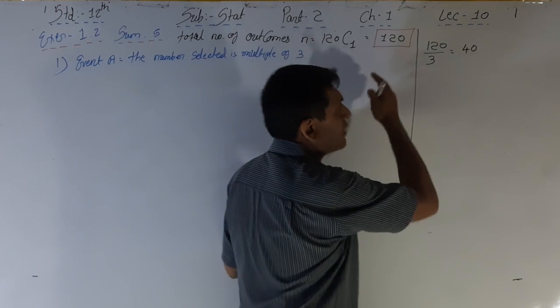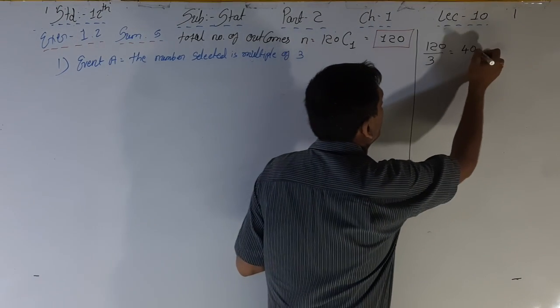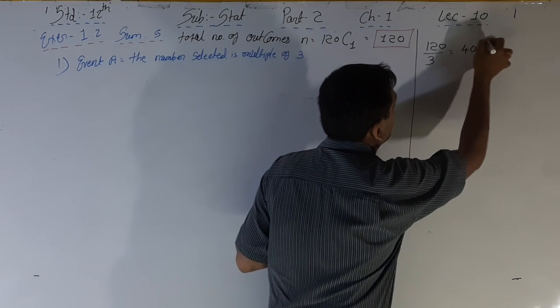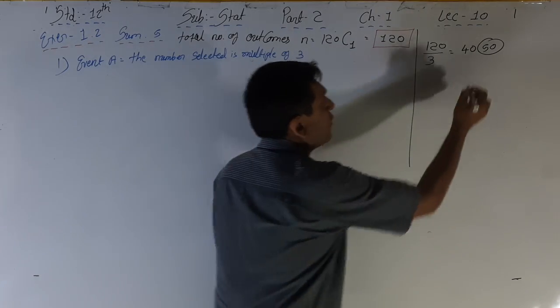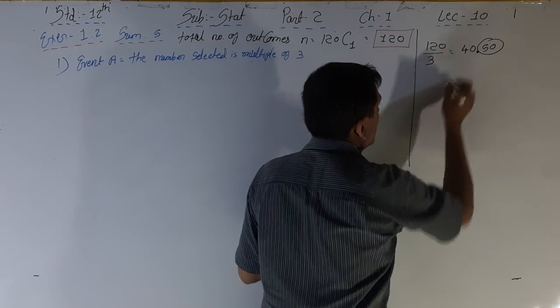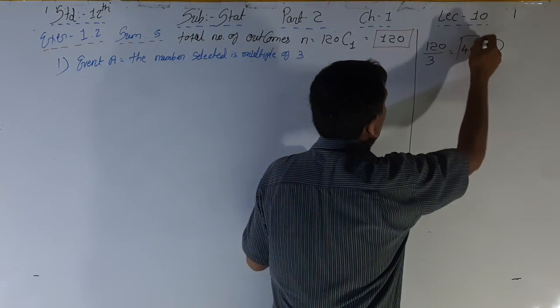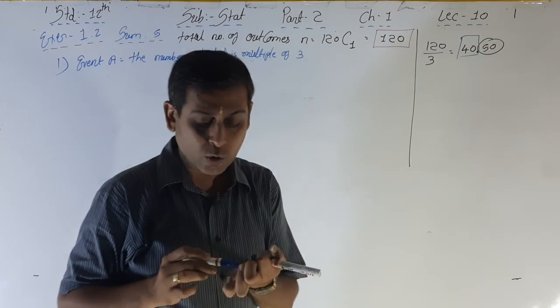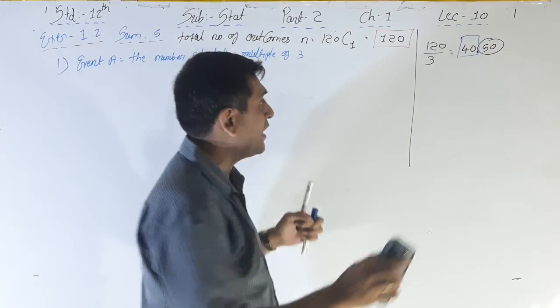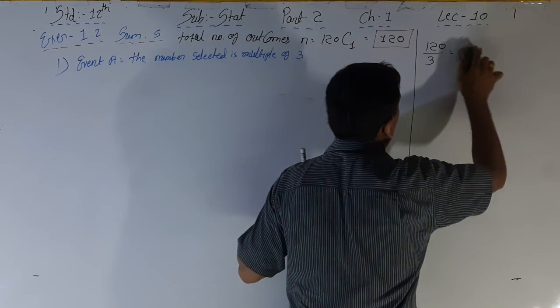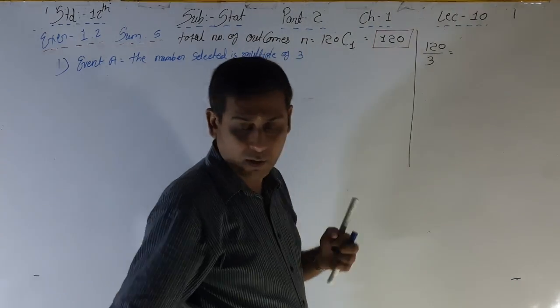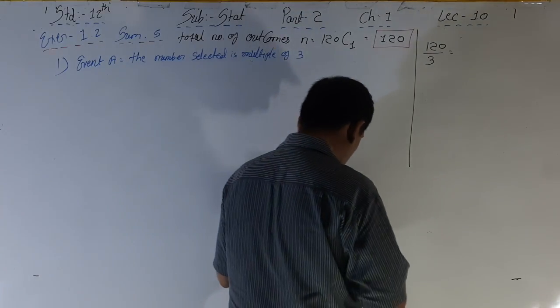For example, if the answer is 40.50, then we ignore the 0.50 and concentrate on the integer, that is 40. Here the answer is exactly 40, so we don't have any problem. So the answer is 40.